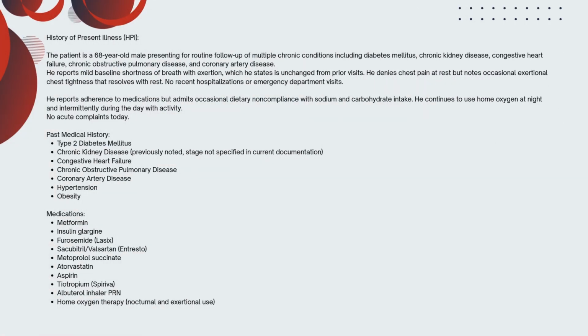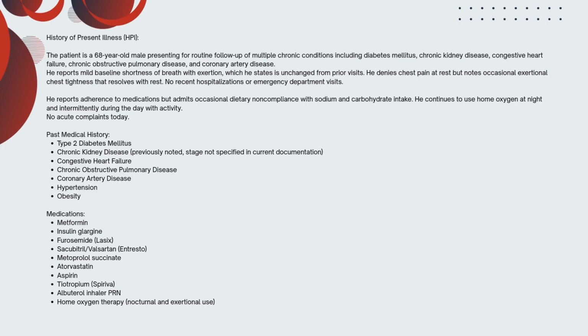History of present illness, HPI. The patient is a 68-year-old male presenting for routine follow-up of multiple chronic conditions including diabetes mellitus, chronic kidney disease, congestive heart failure, chronic obstructive pulmonary disease, and coronary artery disease. He reports mild baseline shortness of breath with exertion, which he states is unchanged from prior visits. He denies chest pain at rest but notes occasional exertional chest tightness that resolves with rest. No recent hospitalizations or emergency department visits.